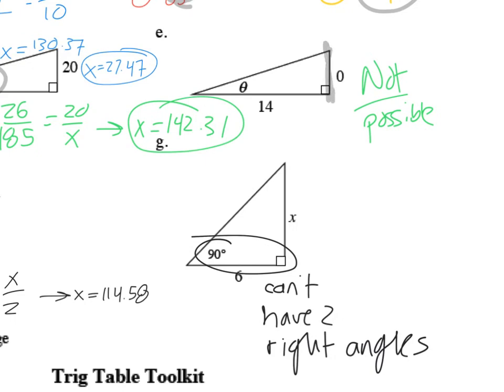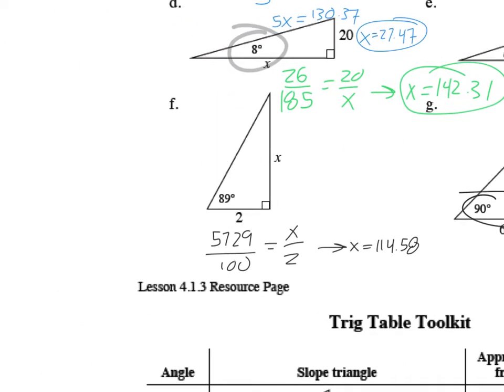This one is not possible. You can't have a side length of 0 on letter E. That's not going to work out too well.